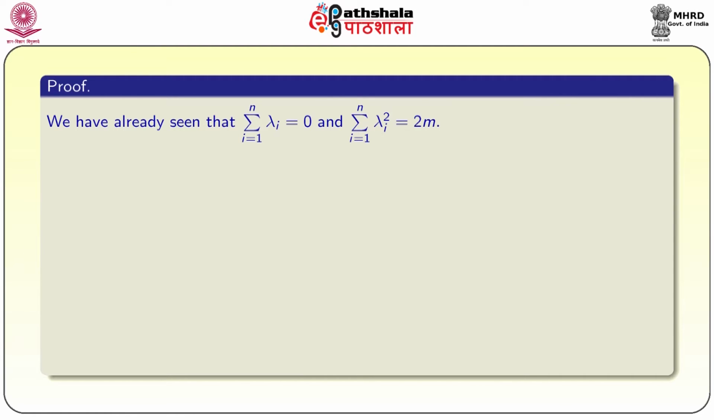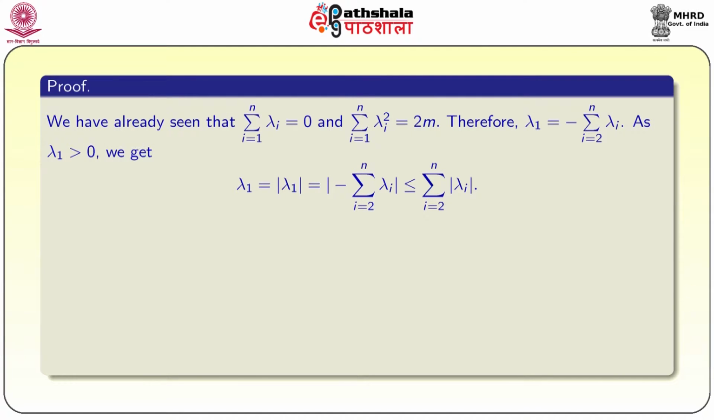We have already seen that the summation of lambda i for i equal to 1 to n is equal to 0, that is, the trace of A equal to 0, or the sum of eigenvalues is 0. Similarly, the trace of A square, or the sum of the squares of the eigenvalues of A, is twice the number of edges. Therefore, lambda 1 is equal to minus the summation of lambda i from i equal to 2 to n, as lambda 1 is greater than 0. So, we get lambda 1 is equal to modulus of lambda 1, which is equal to the modulus of the summation of lambda i from 2 to n, which is less than or equal to the summation from 2 to n of modulus of lambda i.